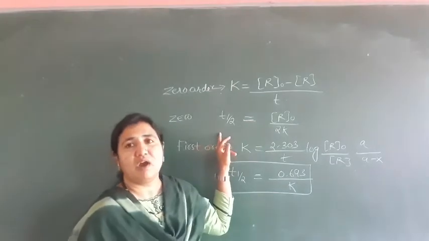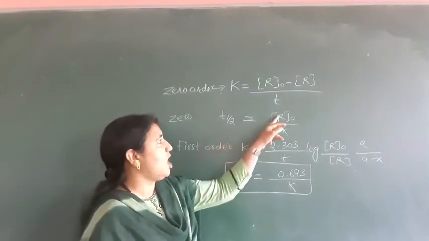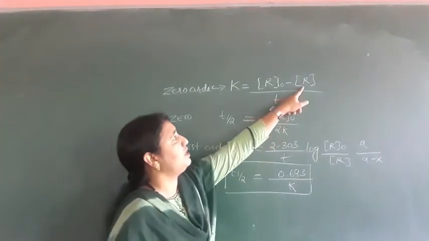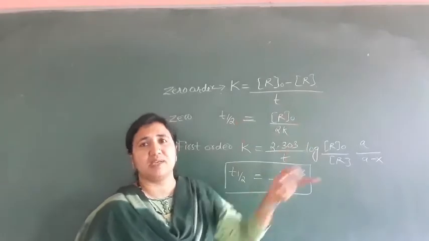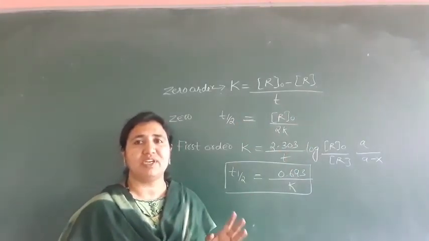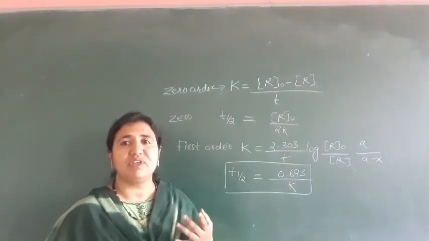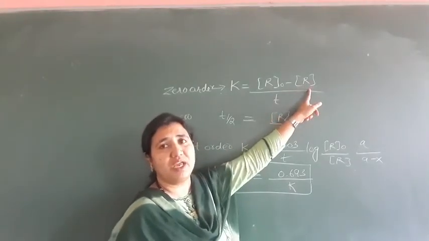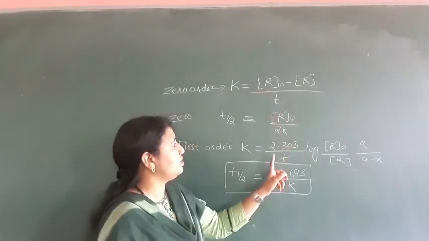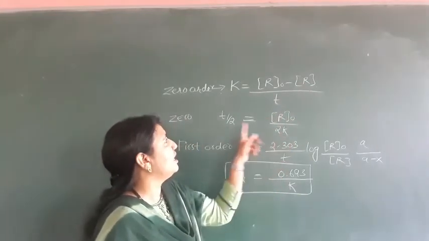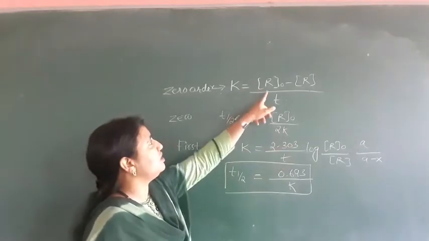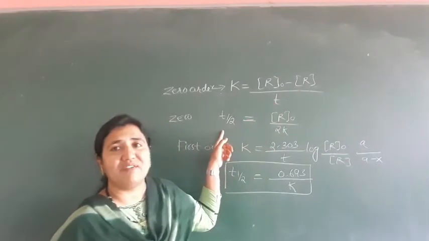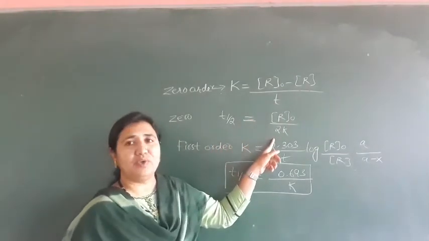The half life period of zero order reaction formula is R naught by 2K. What is R naught here? Initial concentration. And R is the final concentration that remains after the completion of the reaction, what concentration of the reactant remains. K is the rate constant, t half is the half life. So the rate constant is equal to R naught minus R divided by t, and t half, that is the half life period, is R naught by 2K.